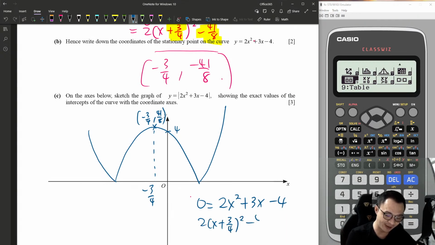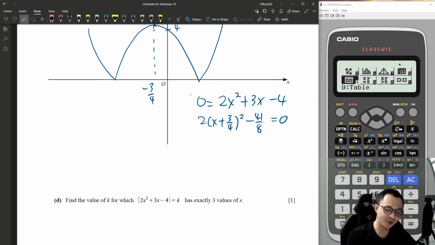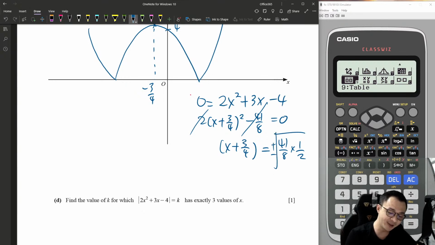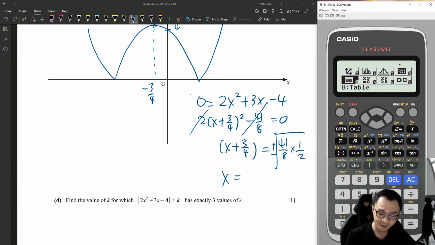(x + 3/4)² minus 41/8 equals 0. Then, yep, so (x + 3/4)² equals 41/8 divided by 2, so multiply by 1/2. Okay, so I solve both of these. Then I move it to the other side. Square root becomes plus minus. So I will get my x here, which is square root 41/16.